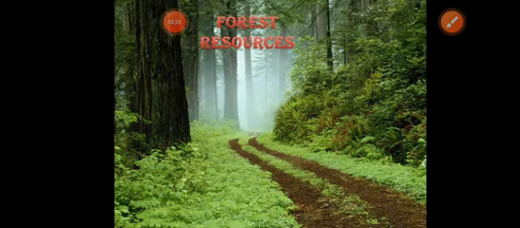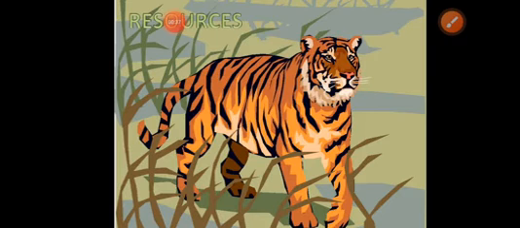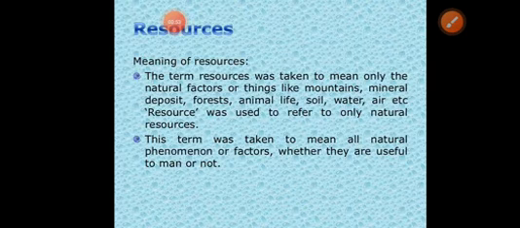Forest resources. Let us first discuss what resources are. Resources are a part of our life. For man to live, air, water, land, sunlight, and food are the most indispensable ones. Man gets his food from plants and animals. Agriculture, fishing, and cattle rearing were the major occupations of early man.